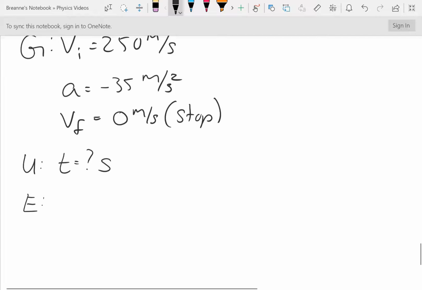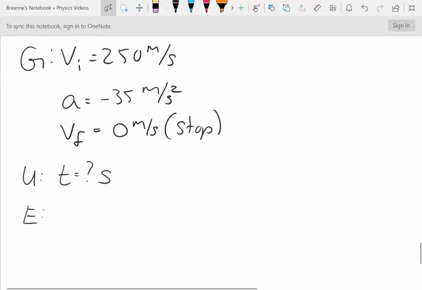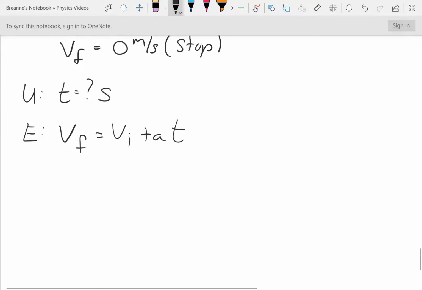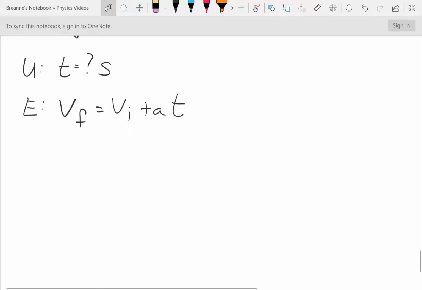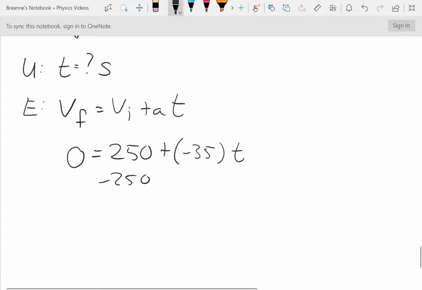Using our givens and unknowns, we can figure out what equation. So the equation we'll use is V final equals V initial plus AT. It's the only one that does not have displacement, and we don't have displacement, so that works. Our V final is 0. Our V initial is 250. Our acceleration is negative 35. And we're looking for T. Again, we cannot add or subtract these two numbers because of the T. So we have to bring the 250 over. What we do to one side, we got to do the other.